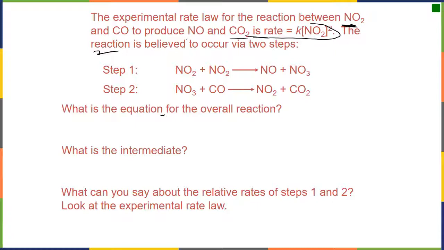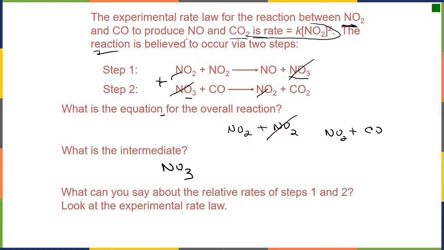So first of all, what's the equation for the overall reaction? The overall reaction we add, and we take a look. Please notice that NO3 is produced and used up. Therefore, NO3 is an intermediate. We're going to cross it off. And our net reaction is NO2 plus NO2, and then NO2 comes in and comes right back out again. So that's not the case either. So we're going to take an NO2 out of here, and we're going to say that NO2 reacts with CO to make NO plus CO2.